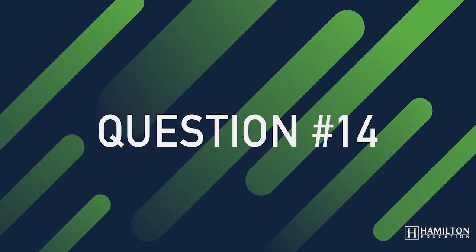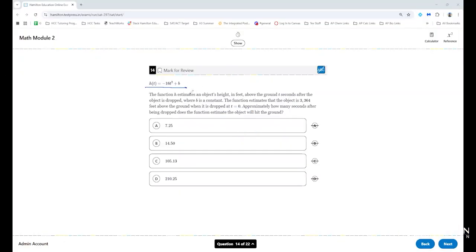Question 14. h of t is equal to negative 16 t squared plus b. The function h estimates the object's height in feet above the ground t seconds after the object is dropped. b is a constant. The function estimates the object is 3,364 feet above the ground when it's dropped, t is equal to 0. Approximately how many seconds after being dropped does the function estimate the object will hit the ground?